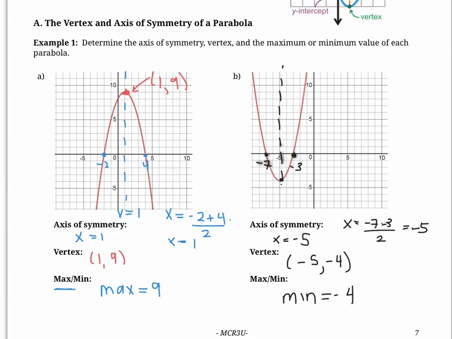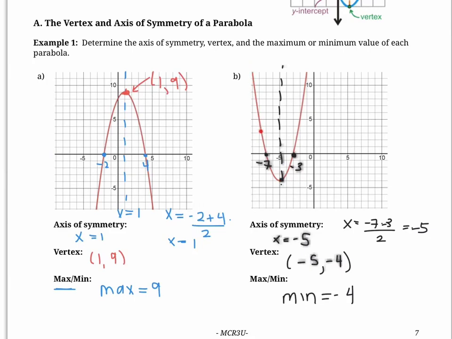We can prove that algebraically by taking the two x-intercepts. Those are equidistant from the axis of symmetry, so we just find the average of them: add them together and divide by 2. Boom, here we go, -5. So that axis of symmetry is not -5, it's a line. It's x equals -5. The vertex here, we knew the -5 from the axis of symmetry. Those two numbers are going to be the same. The y value we can just read off the graph, that's -4.